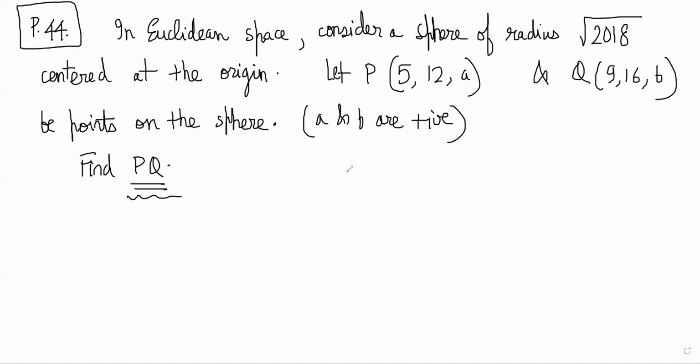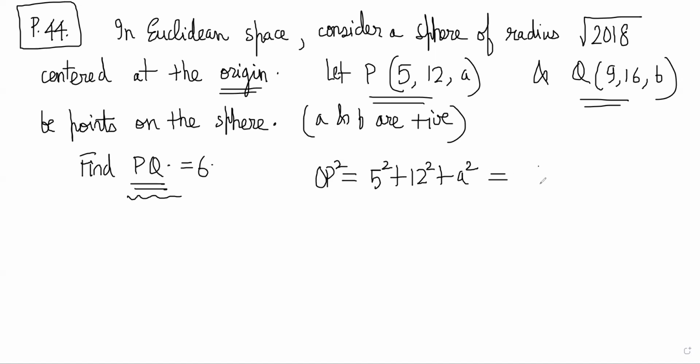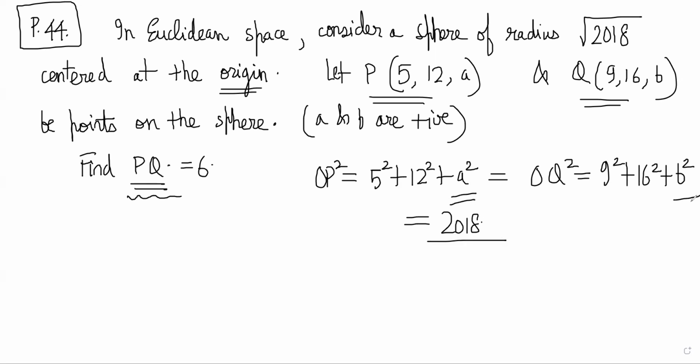It's a very easy question. Sir, 6. P and Q lie on the sphere. So obviously, if the center of the sphere is the origin, OP square is equal to OQ square is equal to 9 square plus 16 square plus B square, which should be 2018. And from here you will find A square and B square.